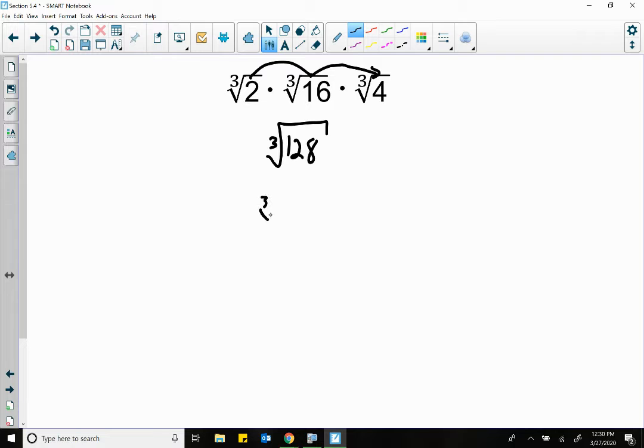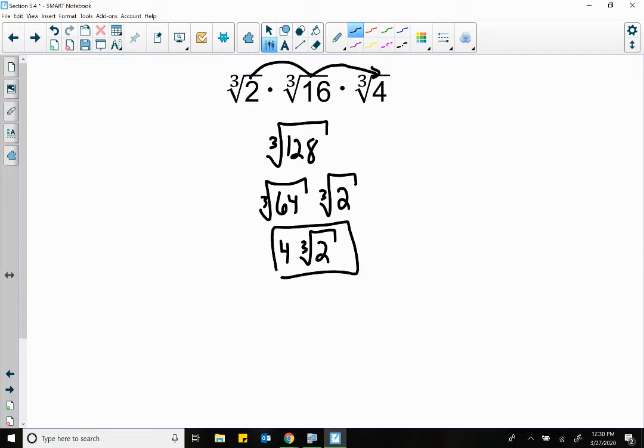So we've got the cube root of 64, and that is times 2. What is the cube root of 64? That comes out nice and neat to be the number 4. And that's the cube root of 2. It stays. And there you go.